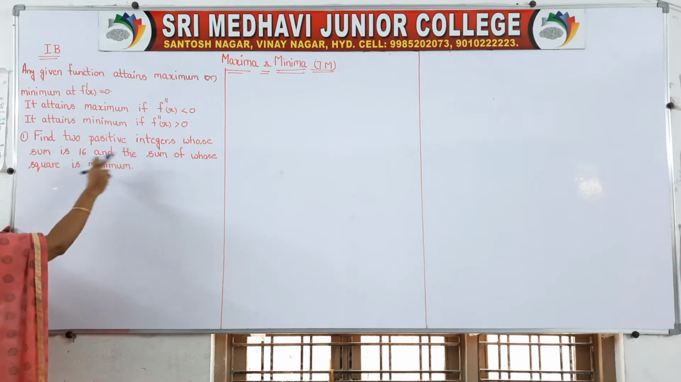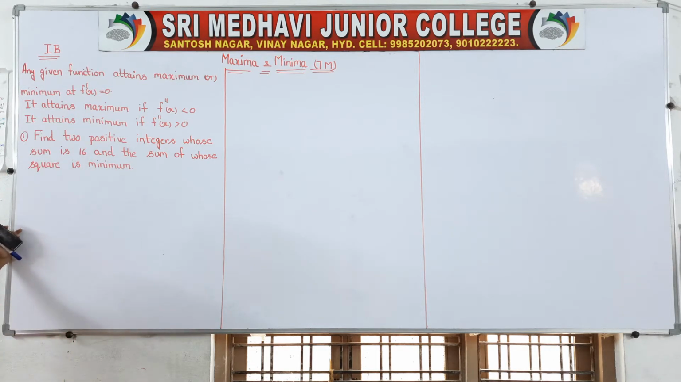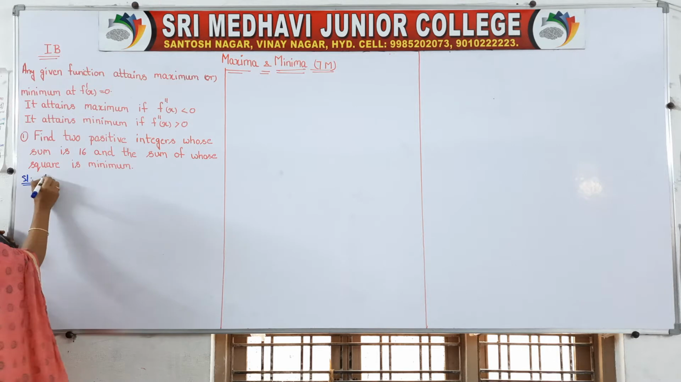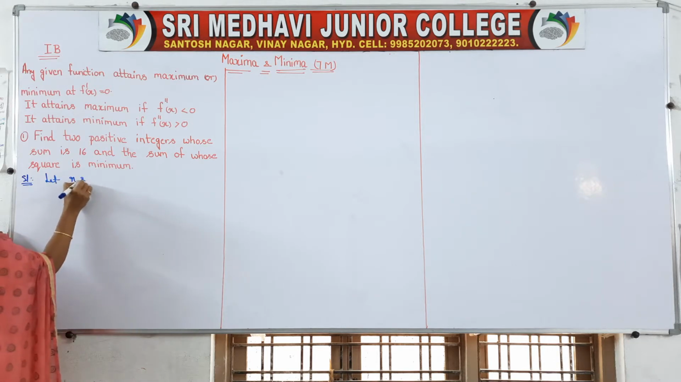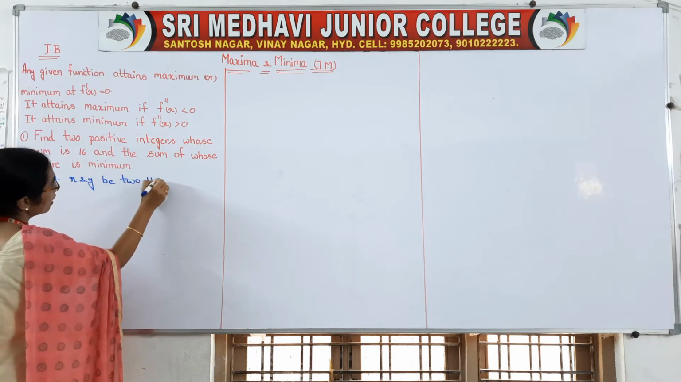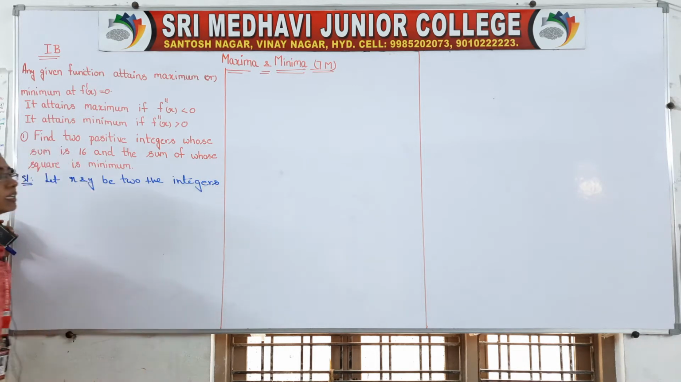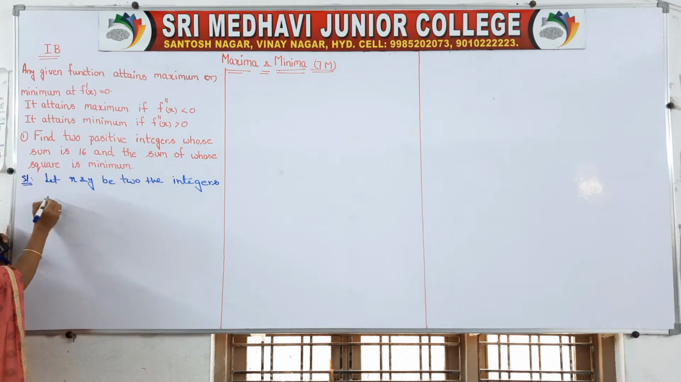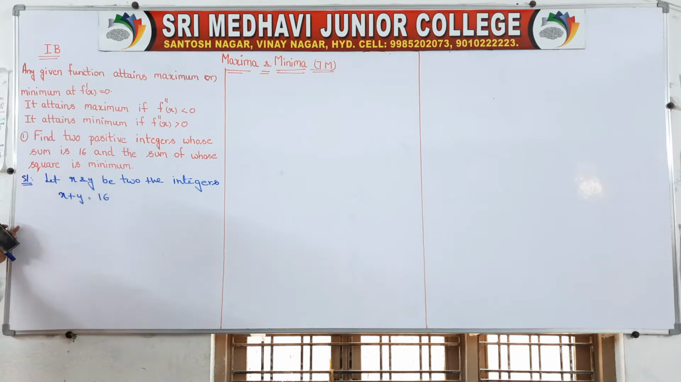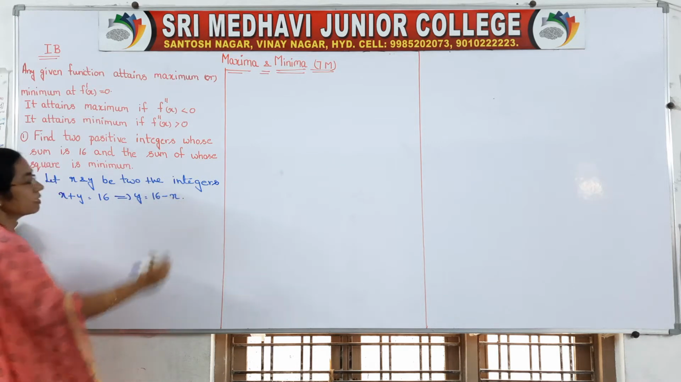Okay, so find two positive integers whose sum is 16 and the sum of whose squares is minimum. Okay, so come on, first you take two positive integers, right? So let x and y be two positive integers. Whose sum is given as x plus y is equal to 16. So with this, what is your y value? Y is equal to 16 minus x.